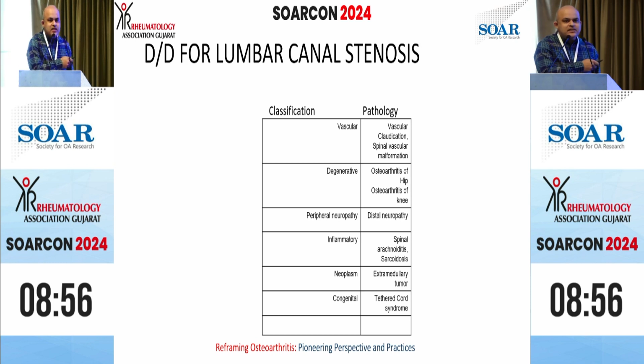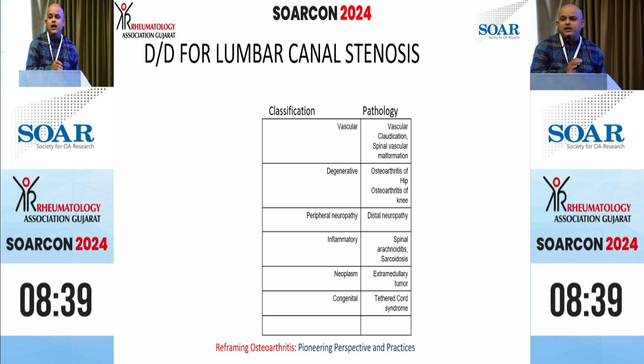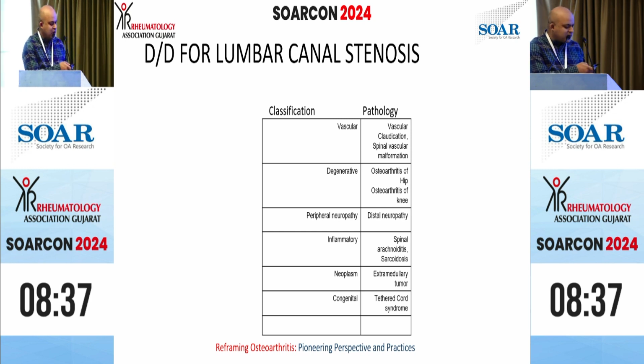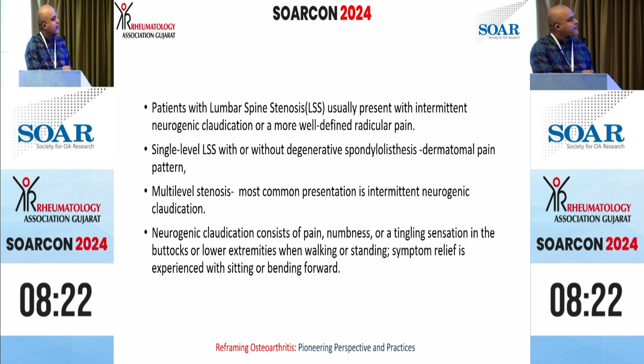And the differentials that we commonly see are vascular, in case of claudication in peripheral artery diseases, degenerative OA of hip and OA of knee, peripheral neuropathy, especially in the diabetics and other patients, inflammatory conditions, arachnoiditis, sarcoidosis, and neoplasm, commonly intradural extramedullary tumors, which mimic lumbar canal stenosis due to degenerative disease, and a tethered cord syndrome. Also, you can get similar features, but again, you have to have in mind the spectrum of the diseases before going for a diagnosis of a degenerative spine disease completely.